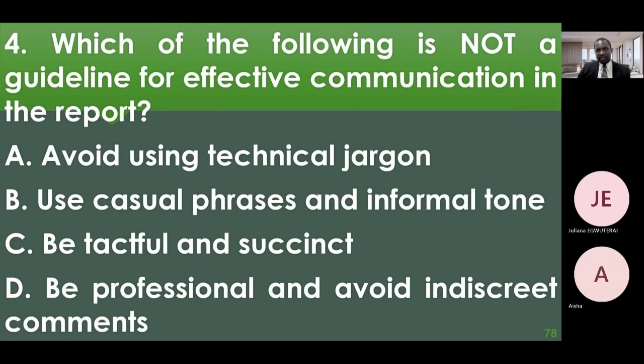Number 4, which of the following is not a guideline for effective communication in the report? A, avoid using technical jargon. B, use casual phrases and informal tone. C, be tactful and succinct. D, be professional and avoid indiscreet comments. Which of the following is not? Use casual phrases and informal tone. Okay, it's not a guideline for effective communication in the report. Okay, B. All right. C on Judgment Day.